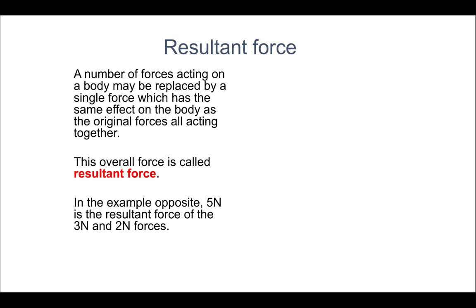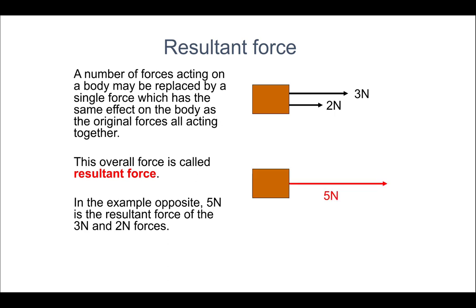So, resultant force. To reiterate again, the number of forces acting on a body may be replaced by a single force which has the same effect on the body as the original forces all acting together. The overall force is called the resultant force. In this example, we've got a 3 Newton and a 2 Newton force acting to the right. They're the component vectors, or the component forces, and they simply add together to give a resultant force of 5 Newtons.